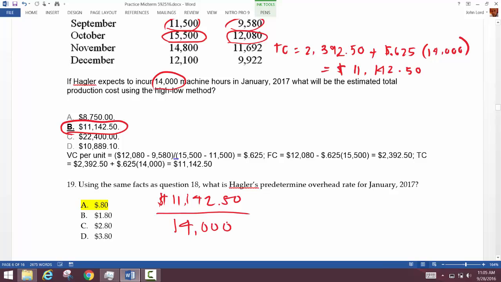Okay, so good. So you have that $11,142.50 divided by the 14,000 machine hours gives us, there you go. Give me that big, long, irrational number, 0.79489, which is 80 cents, right? Okay, good. Nice job. Thank you.